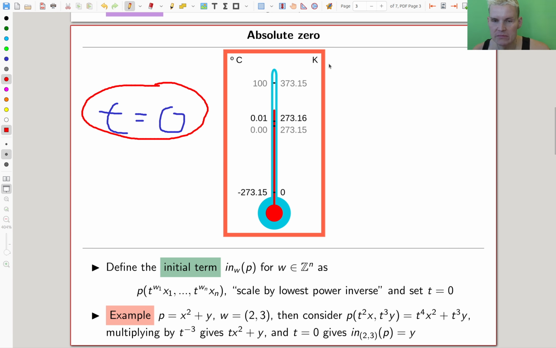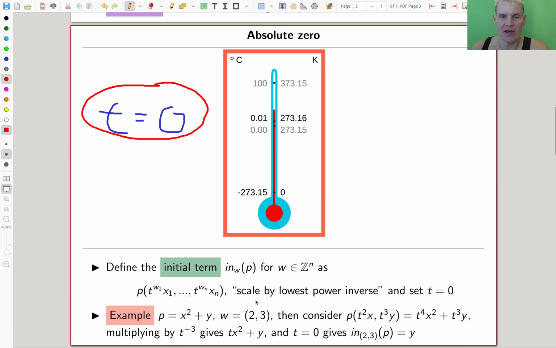The temperature 0 limit. I throw in this extra parameter, and then I scale by the lowest power and set t to 0. For example, if you have p equals x squared plus y, and w is (2, 3), then you put in t to the 2x, t cubed y. So this is t to the 4 x squared, of course, and then t cubed y. The lowest power I see is t cubed, so I scale by that, and then I can set t to 0. I somehow kill all the terms which have too high powers. It already looks a little bit like I'm looking for the lowest power and its coefficient, but it's a nice temperature 0 type method to get there.